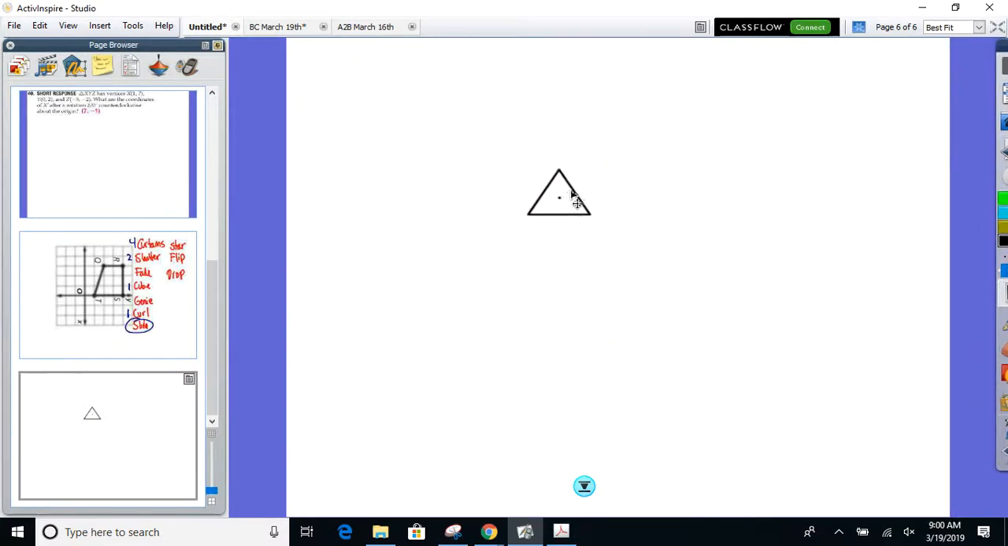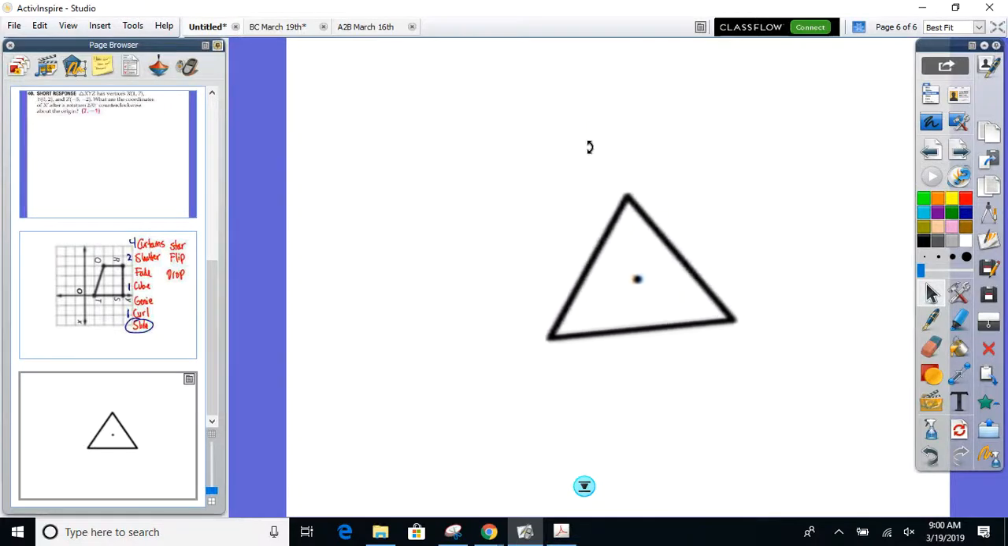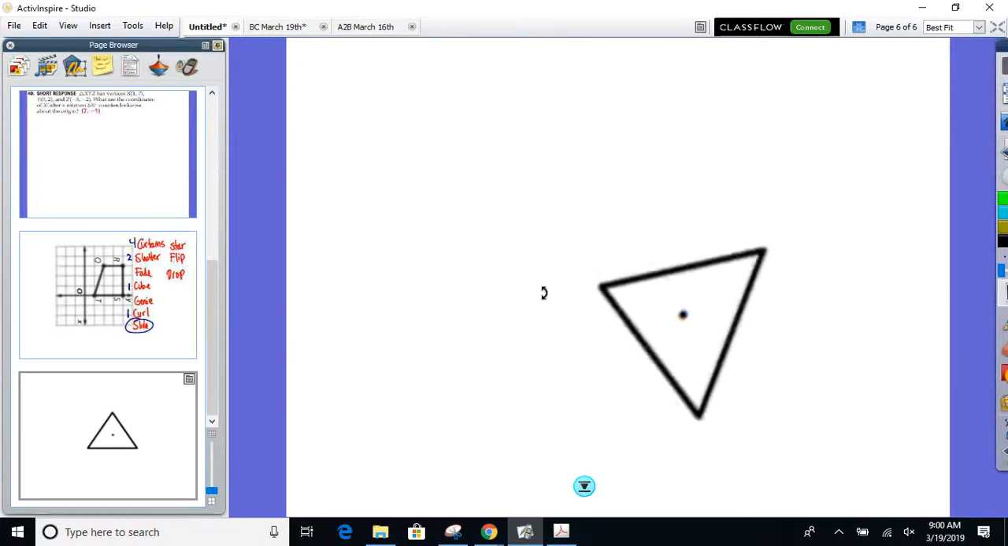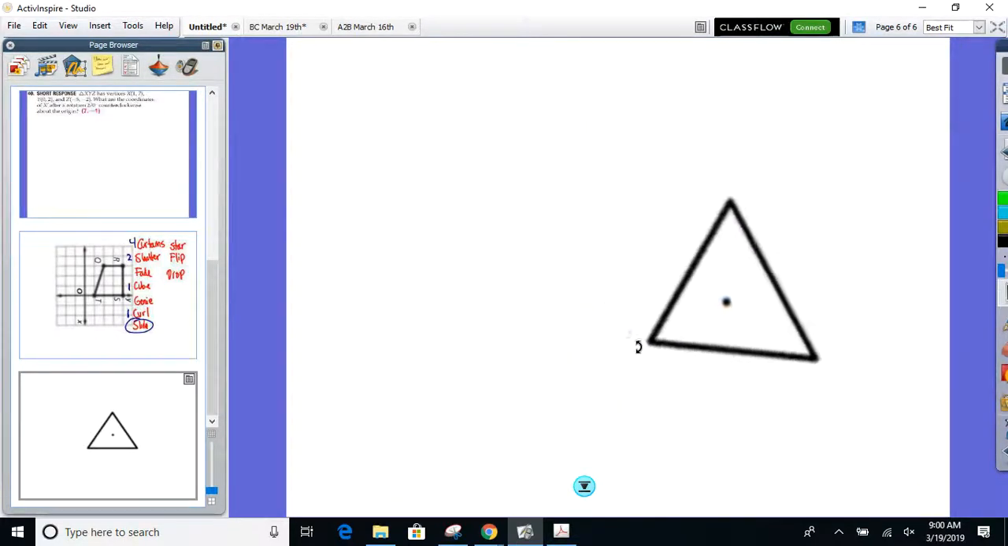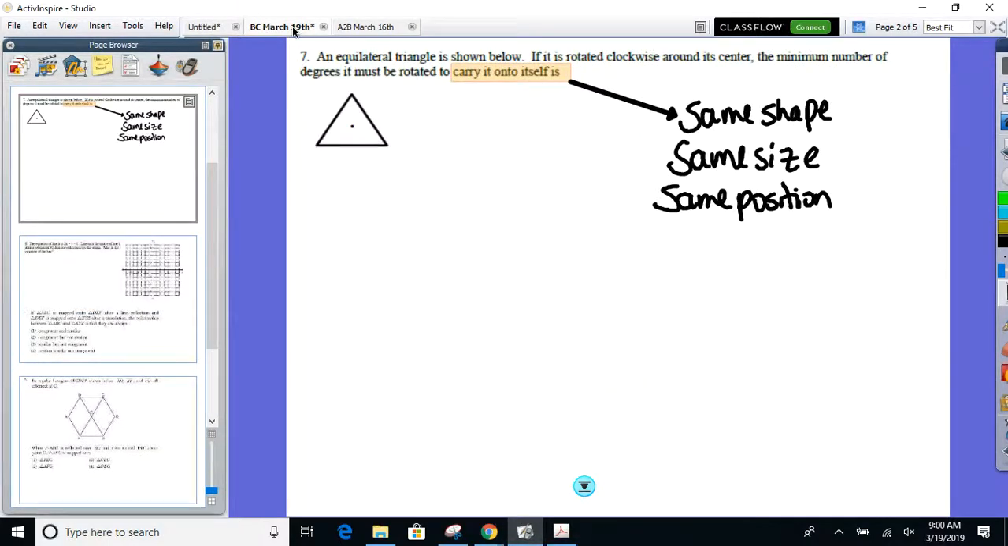Okay, here you go. Here's what I'm talking about. Everyone, ready? Tell me when you see that triangle back. Okay, how many degrees did I go? Because obviously it wasn't 360. How do I figure out how many degrees I went?